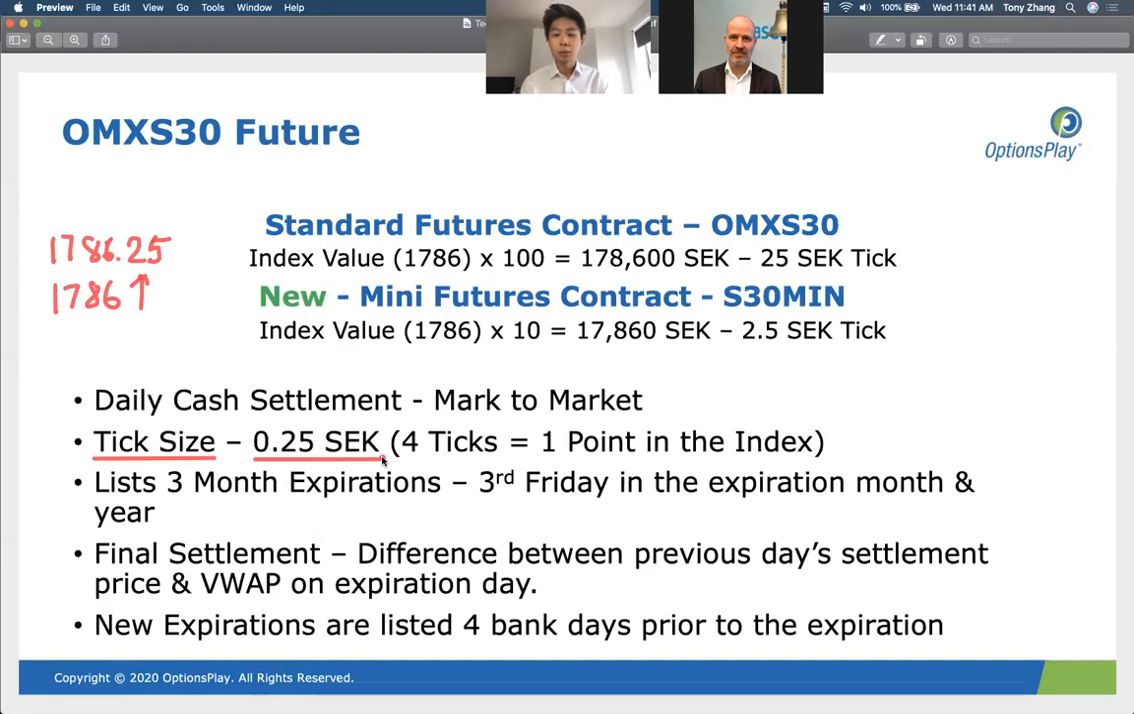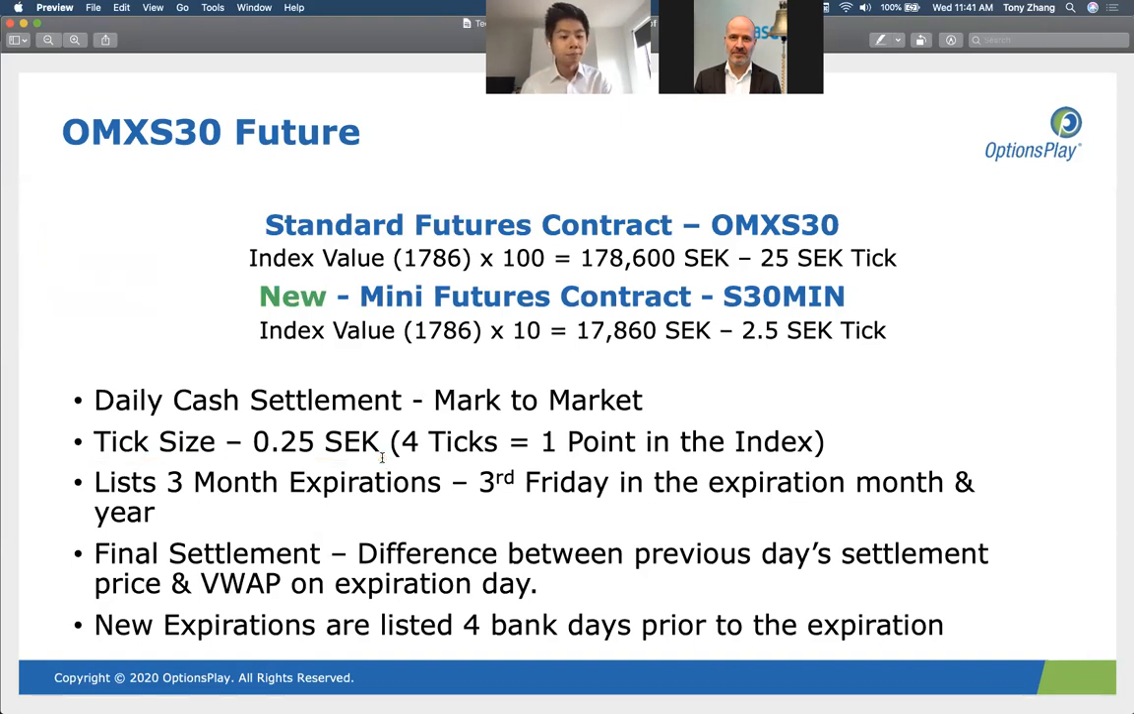Does that make sense, everyone? Please type 2 into the chat window if that makes sense to you, that each point of the index equals 4 ticks, and the index will only move by a minimum of 1 tick at a time. It won't move at half a tick. It will only move 1 tick at a time, and there are 4 ticks to 1 point.